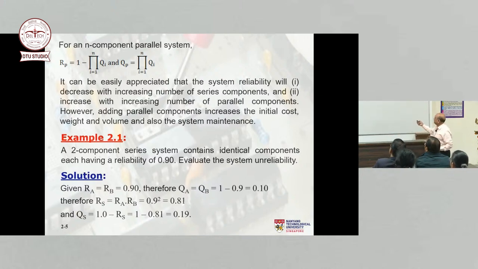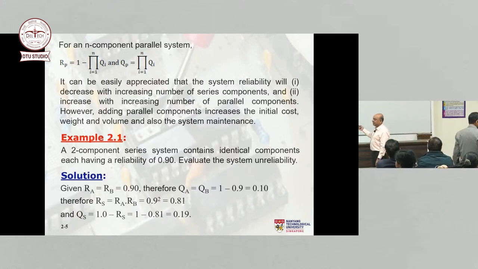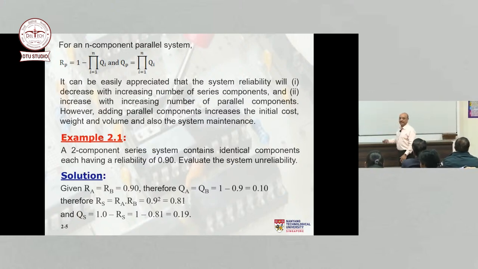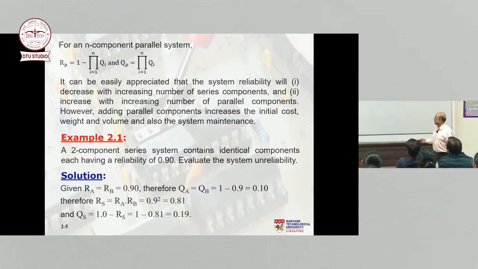So we can easily appreciate that the system reliability for series systems will decrease if you have more series components, and will increase when we have more parallel components. But of course, when you add parallel components, you are adding volume, you are adding weight, and you are increasing the system maintenance, not to mention the cost, right? So we'll see through an example a little later how the cost can be determined.